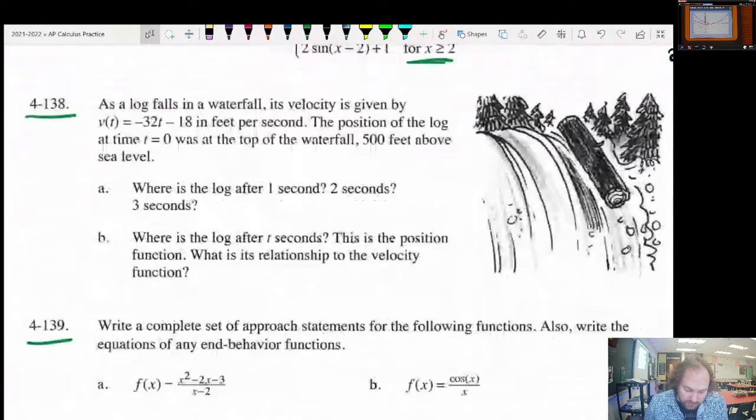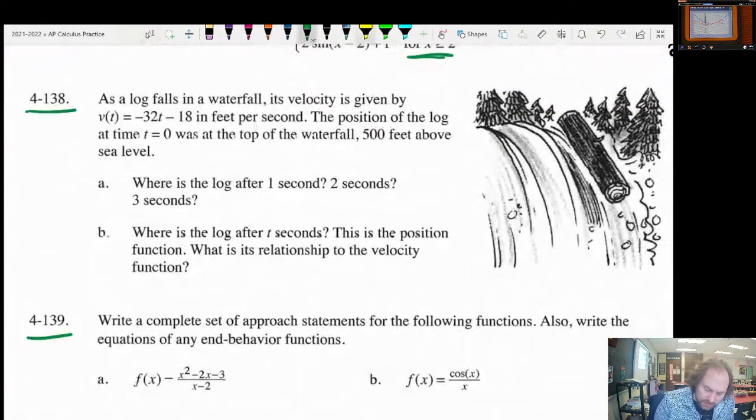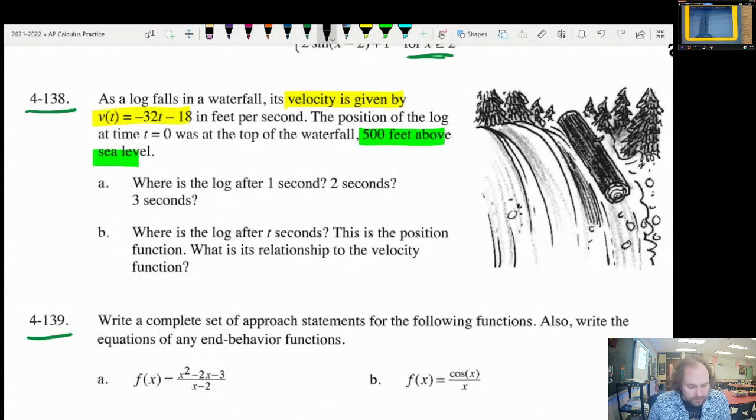What we're given here is a log falling in a waterfall, and we're given its velocity function, given by that right there. And the position of the log, in other words, where it was at t equals 0, is 500 feet above sea level. So it's at 500 at t equals 0. And we're asked to figure out where the log is at 1 second, 2 seconds, and 3 seconds.